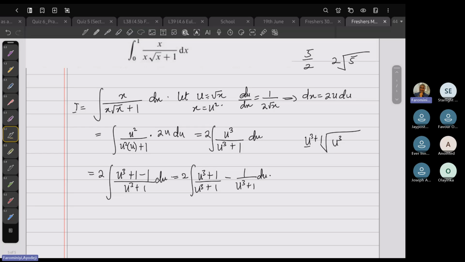u cubed in u cubed is 1. Then we say 1 times u cubed plus 1. So we get this, the minus, and we have -1. Now this is correct. So this is the quotient, and this is the remainder.